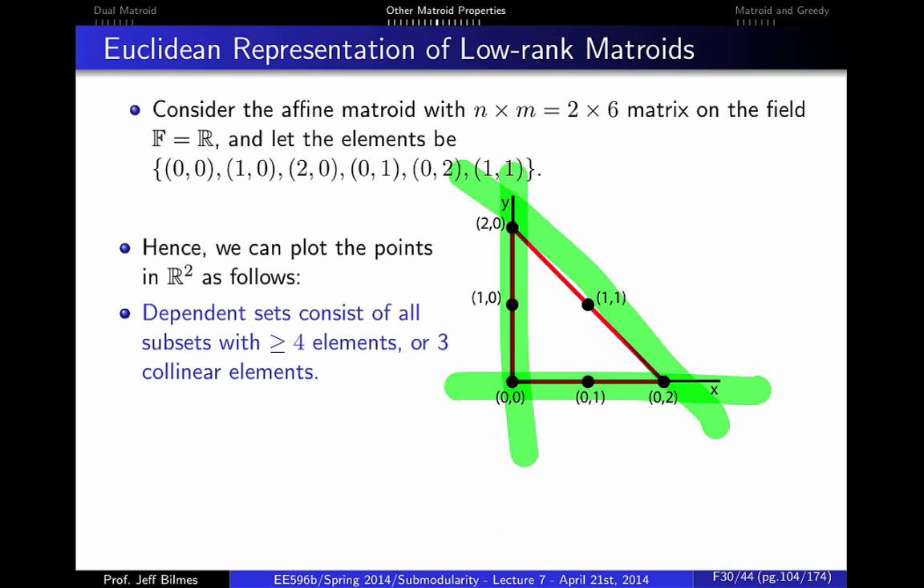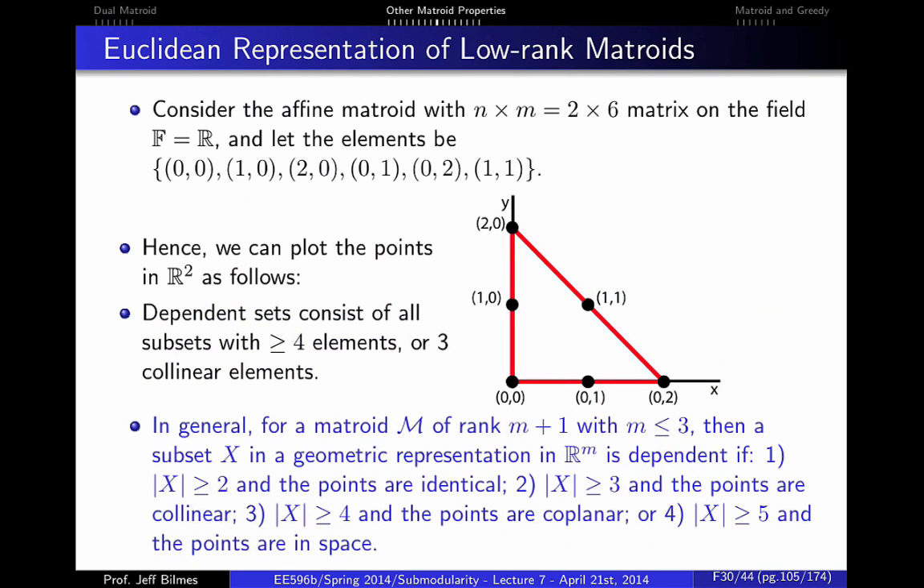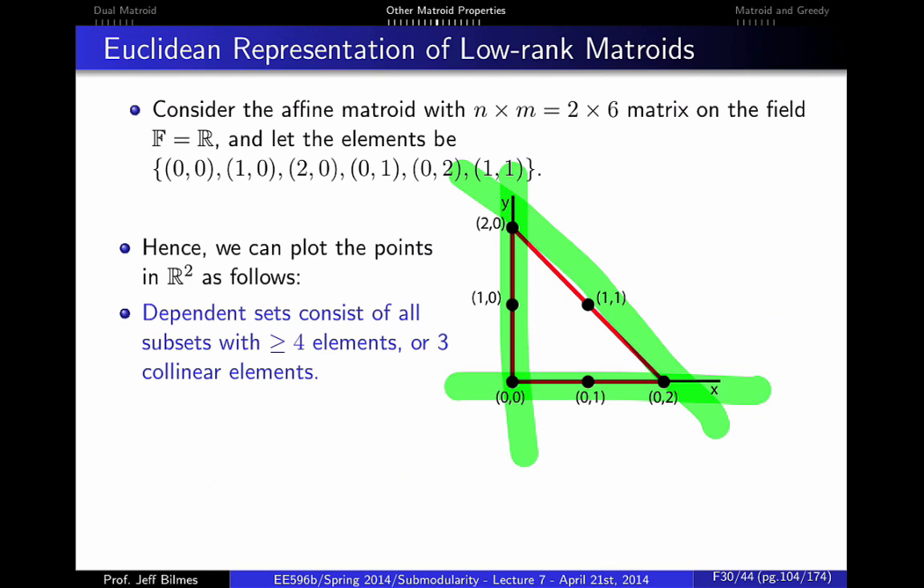And what this says is dependent sets consist of all subsets with greater than or equal to 4 elements or 3 collinear elements. So anytime you have 4 elements, because you're in R2, they are going to be affinely dependent. But if you have 4 elements, what's the rank of the 4 elements going to be? Anyone want to comment on that? So remember, 4 points are affinely dependent. If you have 3 points, are they affinely independent? They're linearly dependent, but are they affinely independent?